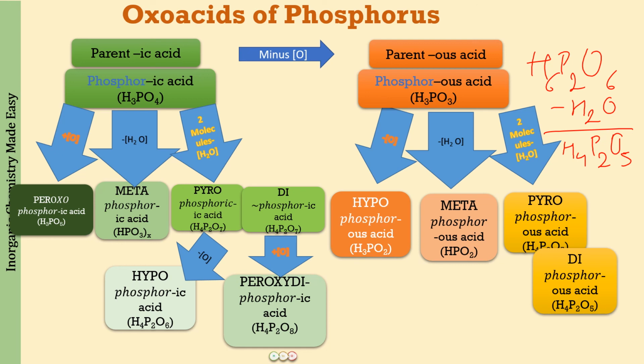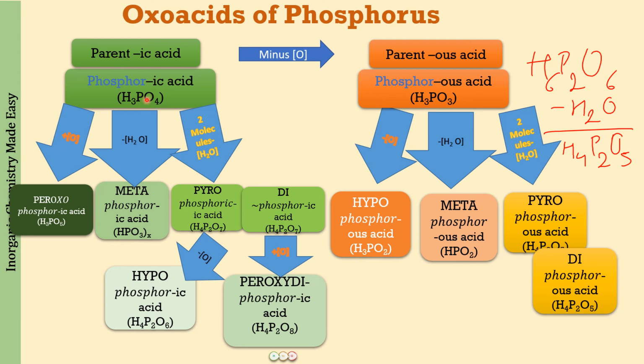So let us repeat it quickly, that we have phosphoric acid H3PO4. When we are going to minus 1 oxygen, H3PO3, this will be called phosphorus acid. Minus 1 oxygen, hypophosphorus acid H3PO2. Minus 1 water, you will be getting metaphosphorus acid HPO2. Two molecules minus one water is going to be pyrophosphorus acid H4P2O5. This is also called diphosphorus acid.